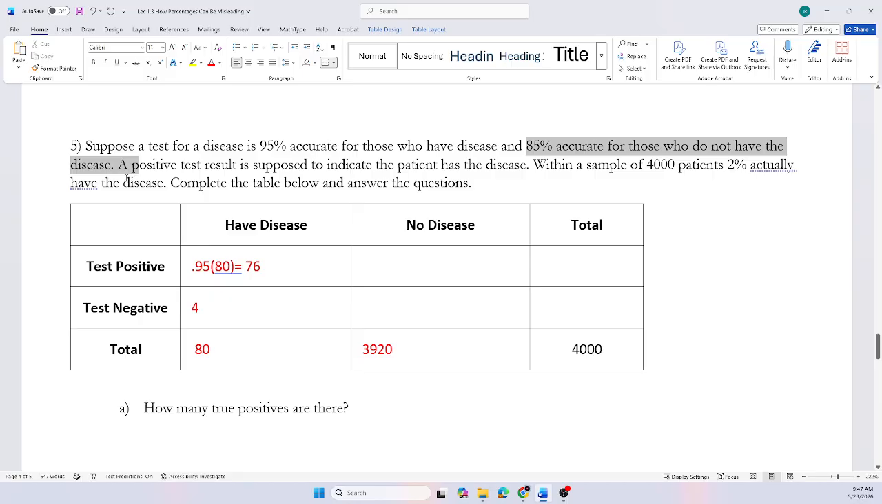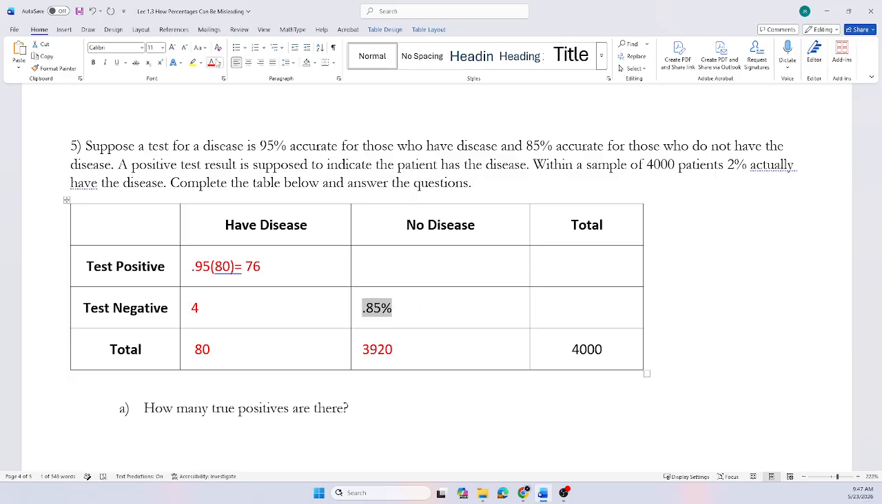In this case, it is 85% accurate for people who do not have the disease. So it's going to be a different percentage. Now, it would be incorrect to apply the 85% for testing positive under this situation. In a perfect world, all 3,920 people here would test negative because they do not have the disease. But it's not perfect. It's only 85% accurate in this case.